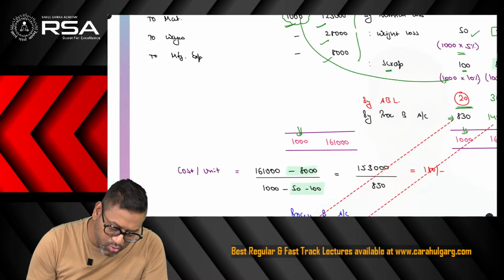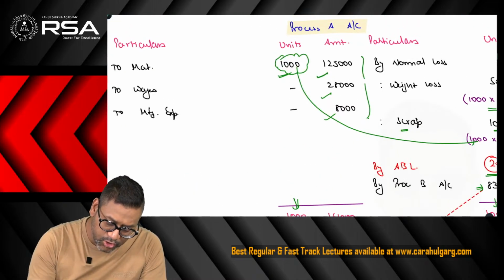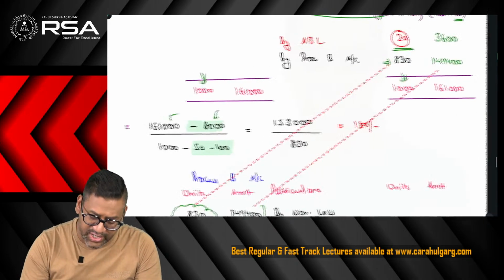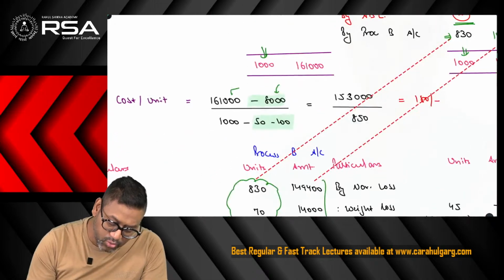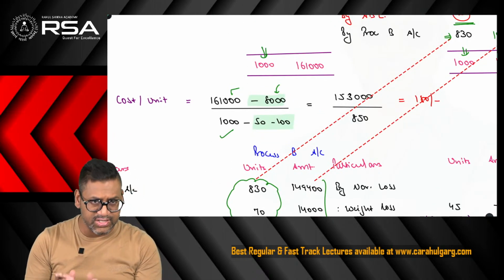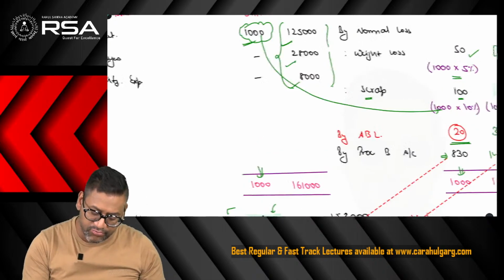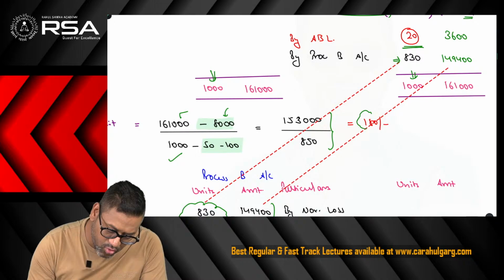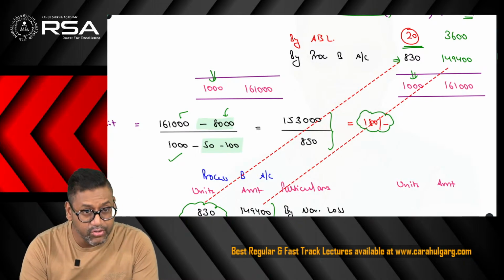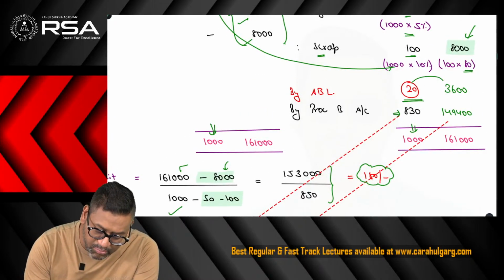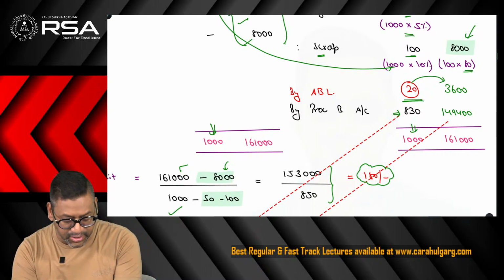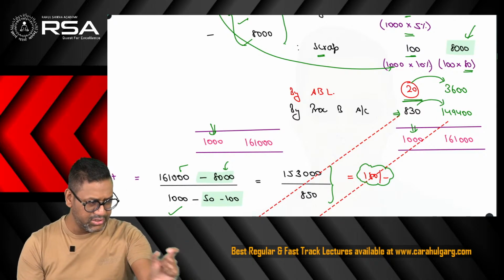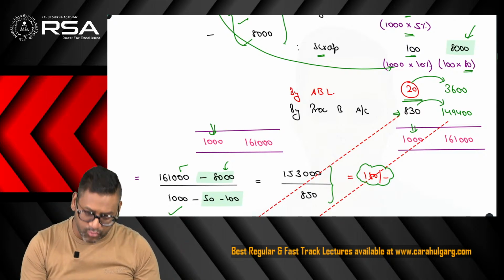Now to find out the cost per unit, we apply the basic formula: total cost debited in the process, reduced by the scrap of the normal loss, which is 8000 rupees, divided by total units input, that is 1000, minus the normal loss units, which are 50 and 100. So you get these values and the cost is rupees 180 per unit. So abnormal loss of 20 units multiplied by 180 will give you 3600, and the units transferred to process B, 830 multiplied by 180, you will get 1,49,400.